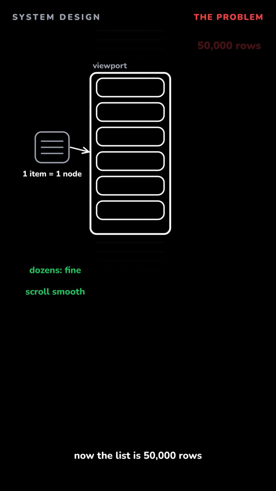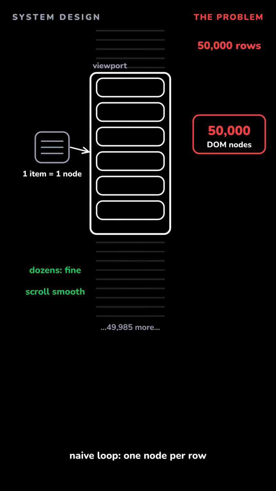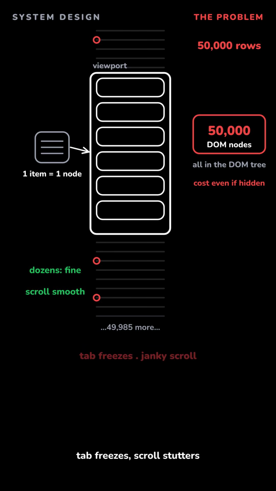But now the list has 50,000 rows coming back from the server. The naive code loops over all 50,000 and builds a node for each. The browser now holds 50,000 elements in the document tree. Each one costs memory, layout, and paint, whether it is visible or not. The tab freezes for seconds on load, then scrolling stutters and lags. 50,000 nodes to show maybe 15.